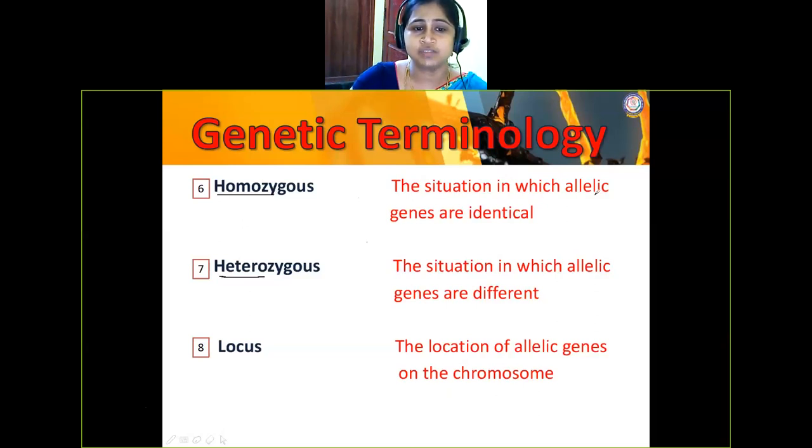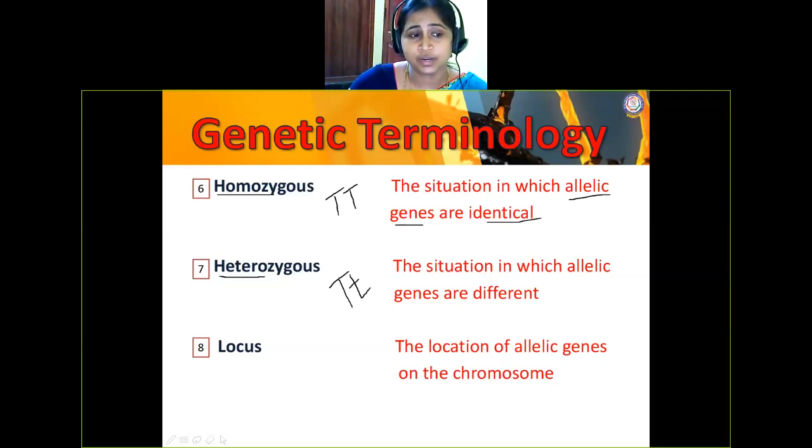The situation in which allelic genes are identical. Again, I'll give you an example. By this time you are very much familiar with capital T and capital T. It is nothing but tallness. That capital T is a genotype, and it is occurring in a pair. You can see the same letter, both in uppercase. So it is homozygous. And the same thing I'm going to write like this.